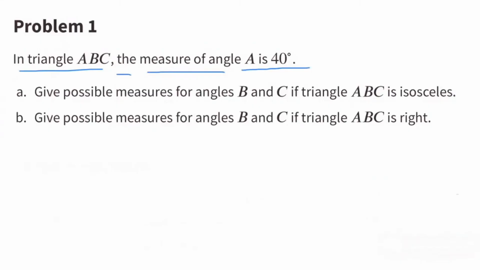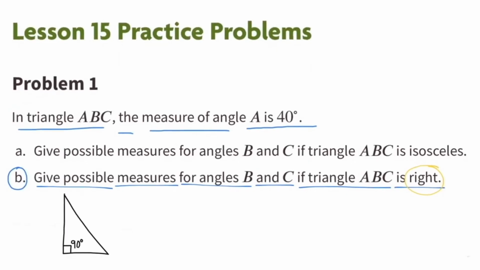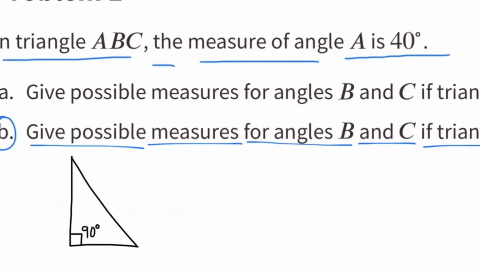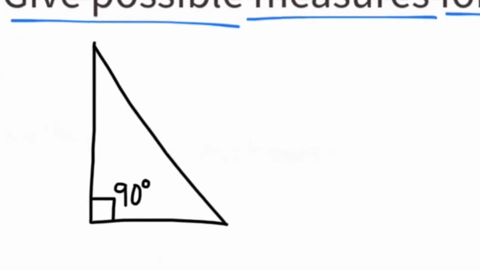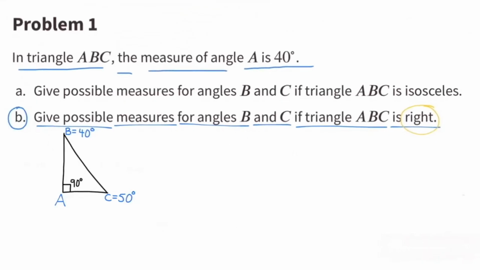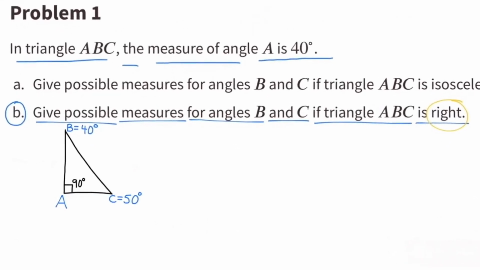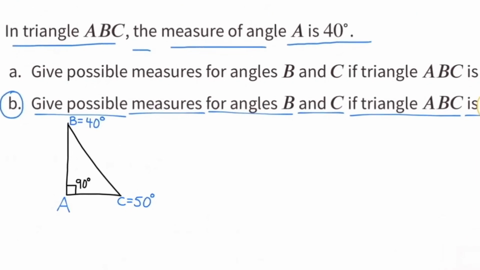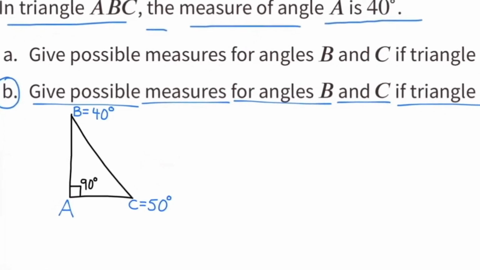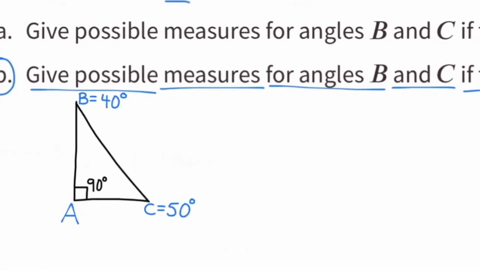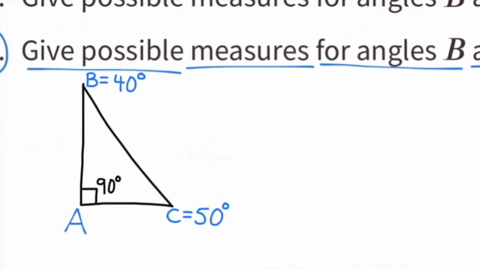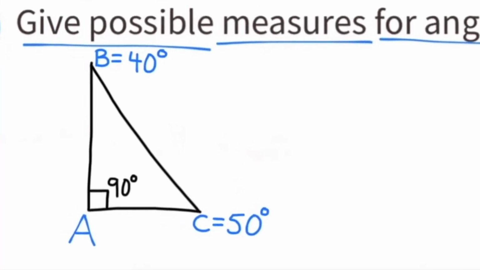B. Give possible measures for angles B and C if triangle ABC is a right triangle. So in this scenario, the triangle is a right triangle. Here's an example of a right triangle, and one of the angles in the right triangle has a measure of 90 degrees. The other 2 angles would be 40 degrees and 50 degrees, because 90 plus 40 plus 50 equals 180. In this case, angle B is smaller than angle C, so angle B would be the 40 and angle C would be 50.